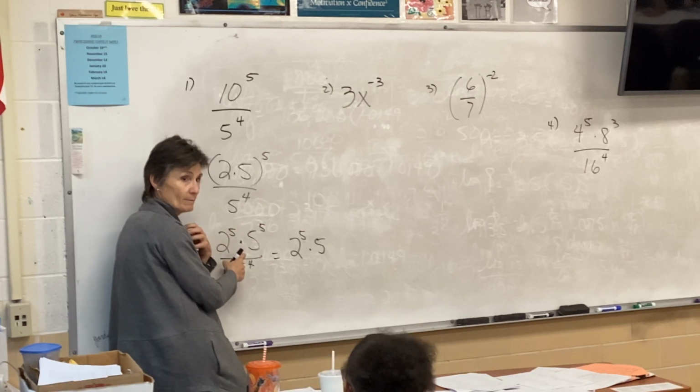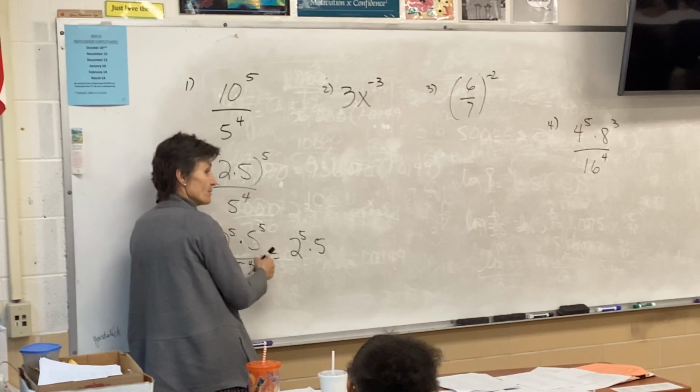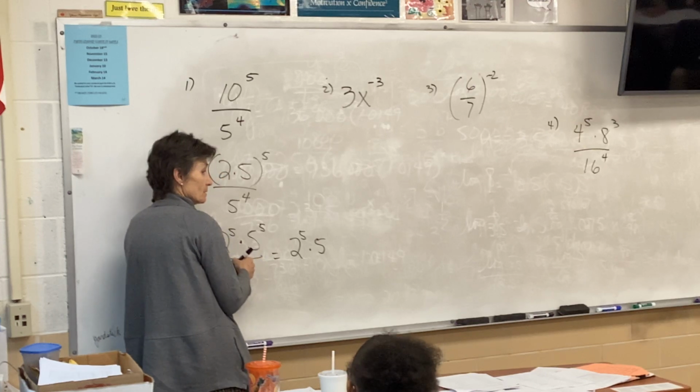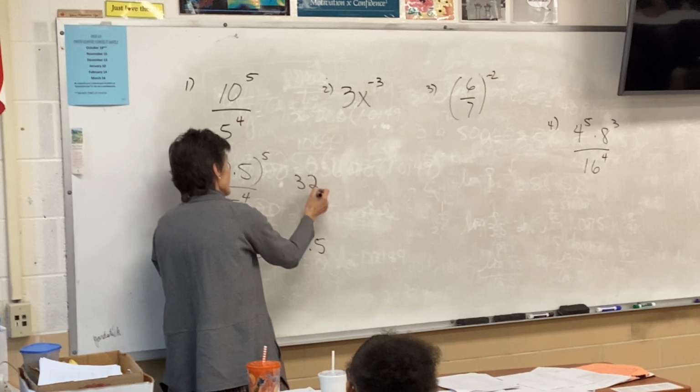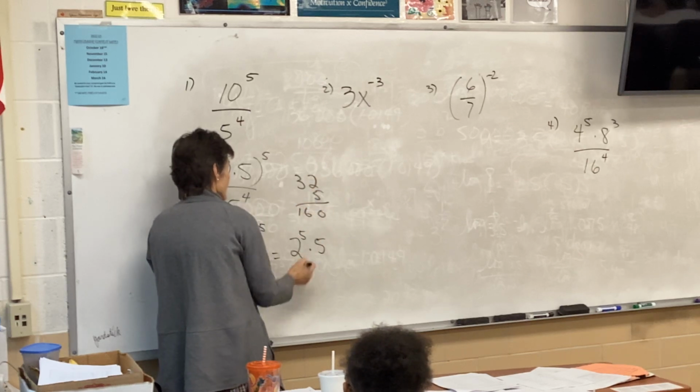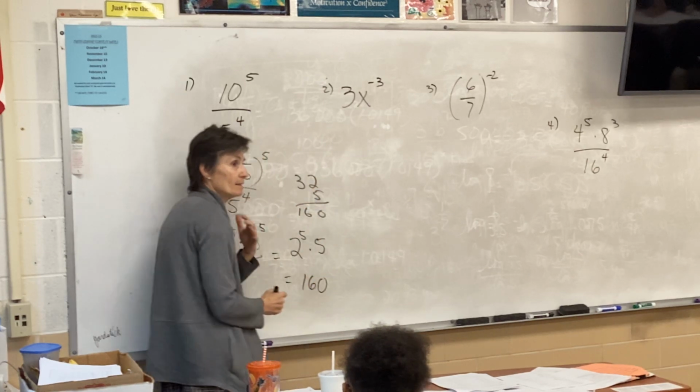You with me here? What's 2 to the 5th? 2 times 2 times 2 times 2 times 2. 32 times 5. The answer is 160.